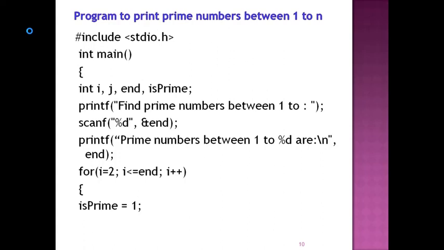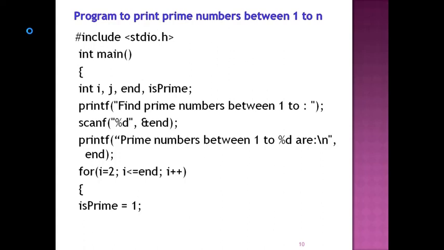After reading the number, we must print the prime numbers. If the user entered 100, he wants to know the prime numbers from 1 to 100. The starting range we gave is 1, and he will give the end range 100. Then printf prime numbers between 1 to 100 are, then the logic starts here.